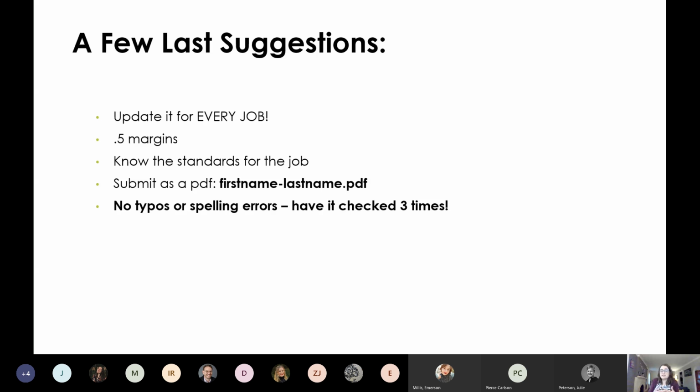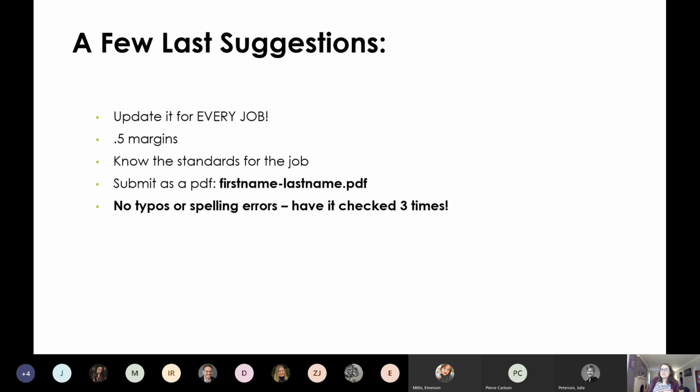Unless they ask for it in a different format, send it as a PDF. You put a lot of work into making this look nice. So make sure it looks the way you want it to look and then send it off. Occasionally you'll find someone who wants it in a Word file, and it kind of kills me a little bit because I don't know how it's going to look when they get it. I can just hope and pray and send it off.